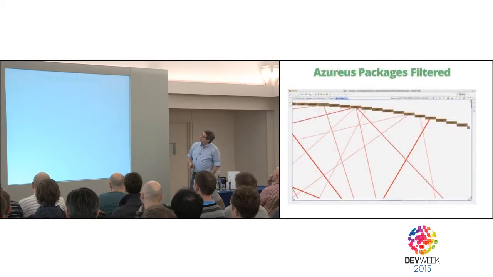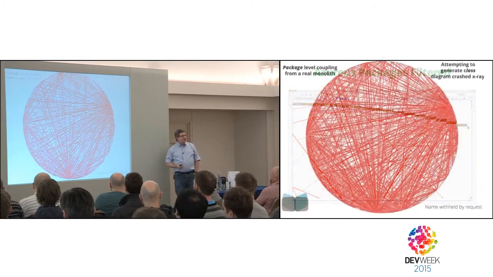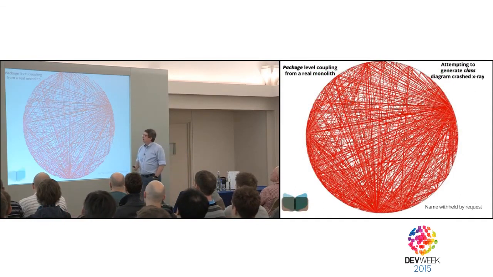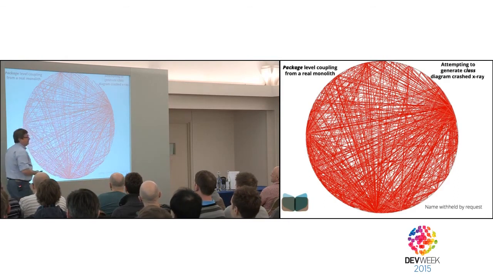It's going to be interesting to see what this looks like. This is from a real monolith that I did some work on. Yeah, you can't miss the lines on this one. This is from an actual project that I've been doing some work on, and no matter how bad the contrast is, you can't miss it here. This is the package level coupling on this project. The class level coupling actually crashed X-Ray, which is quite difficult to do, but they managed to do it.